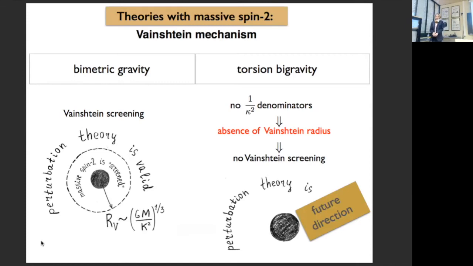Another future direction of my study is to understand what it means on a quantum level, because this Vainshtein effect, which is classical, is related to the strong coupling which happens on a quantum level, and I'm very curious about what the absence of the Vainshtein radius means from the point of view of the strong coupling.